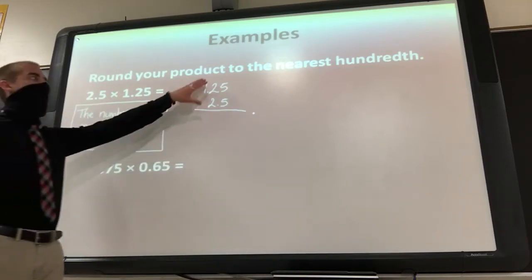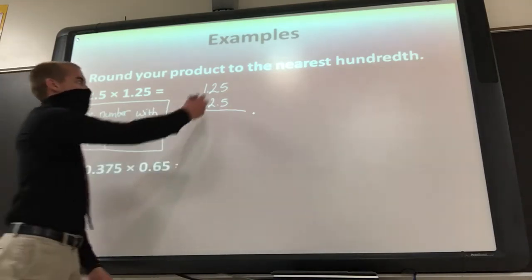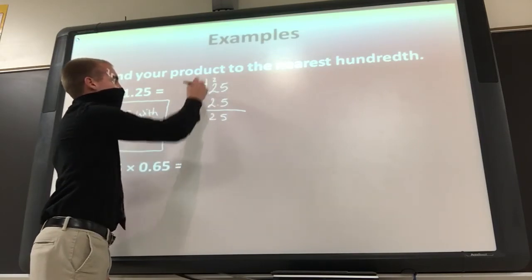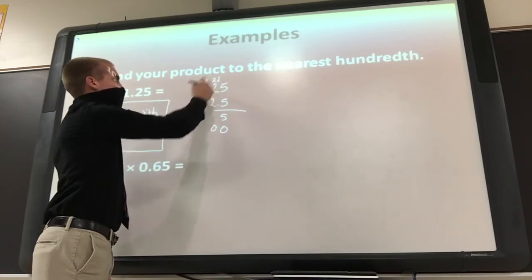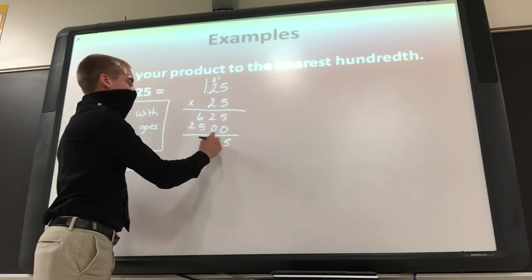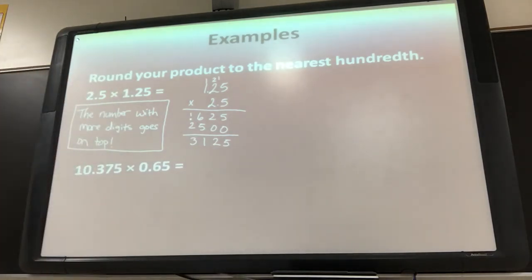Then we just multiply like normal. So think of this as 125 and this 25. Just multiply like usual. Once we are done multiplying, we should have 3125. And then we're going to figure out where that decimal point needs to go.